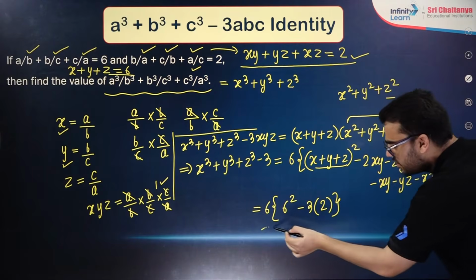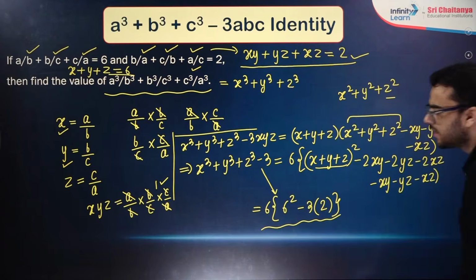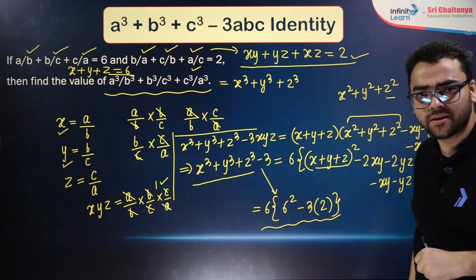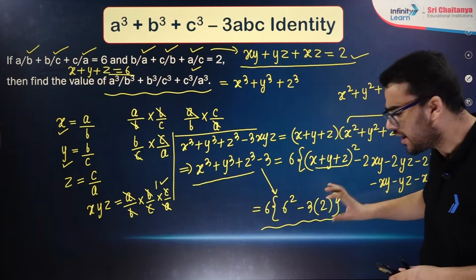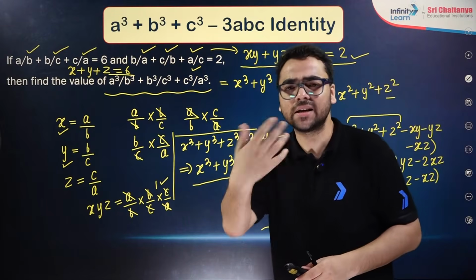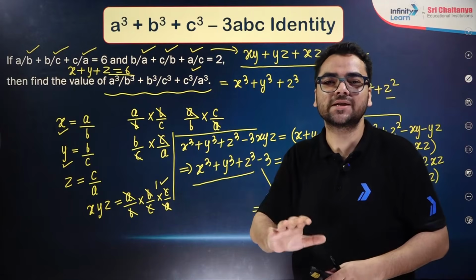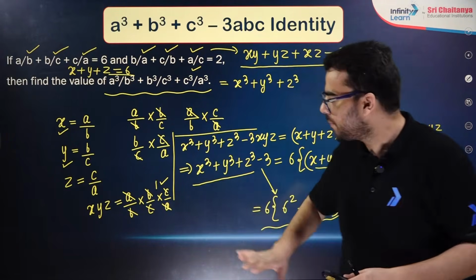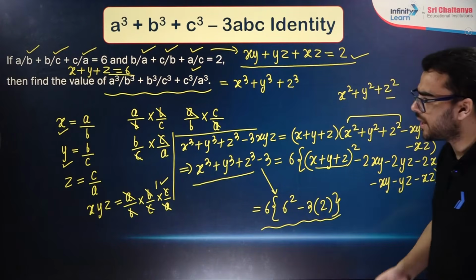So obviously you see, you know all of these values. 3 you can take on the other hand side. You can find the value of x cube plus y cube plus z cube. That's it. Obviously you can calculate it. Just take 3 on the other side and simplify. So I hope it is clear. You see, this is not a very tough, but yet a tricky question on the basis of this a cube plus b cube plus c cube minus 3abc identity. I hope it's clear, guys. Just check the values and then you can obviously simplify.